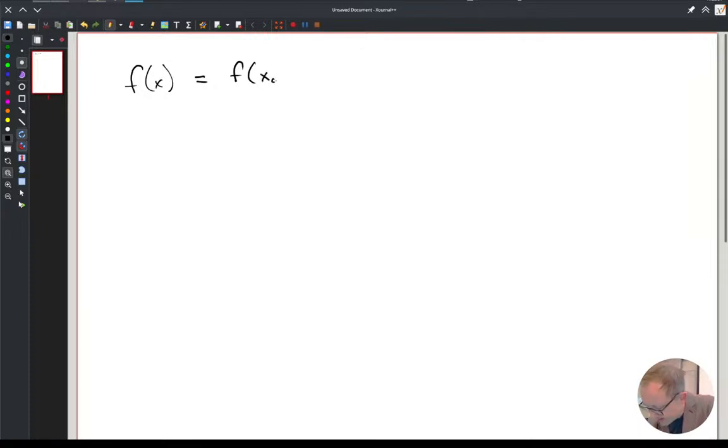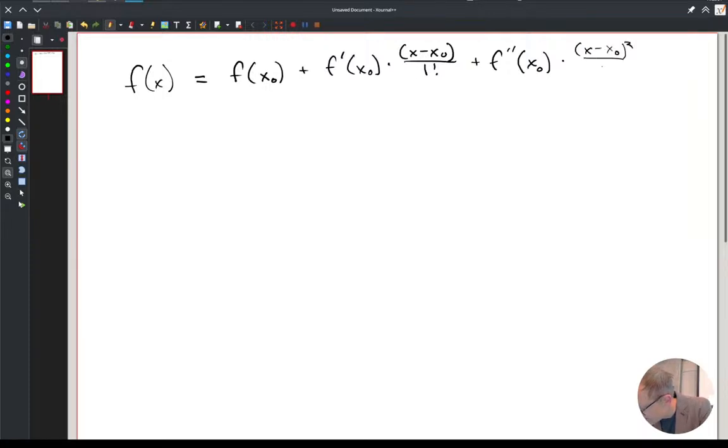So I can say that it's f of x0 plus f prime of x0 times (x minus x0) over 1, plus f double prime of x0 times (x minus x0) squared over 2 factorial, and it continues that way. And it's exact as long as you have an infinite series of polynomials.